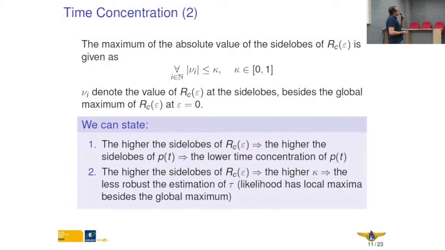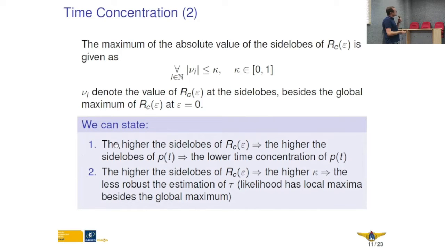We can also observe that the maximum of the absolute value of the side lobes of the autocorrelation function can be given by these values nu i. These are the side peaks, the highest values of the side peaks of the autocorrelation function. We can, for example, set up an upper bound for them, kappa, and they will be between 0 and 1, because the global peak of the autocorrelation function is always equal to 1 if we have a normalized signal. And then these nu i denote the values of the side lobes besides the global maximum.